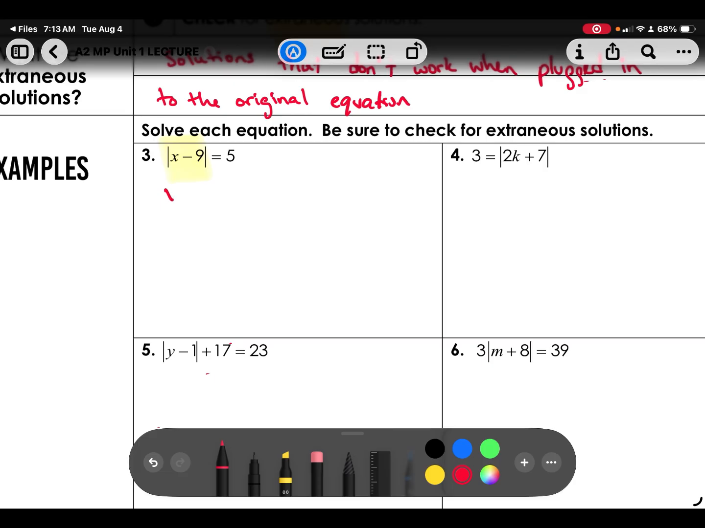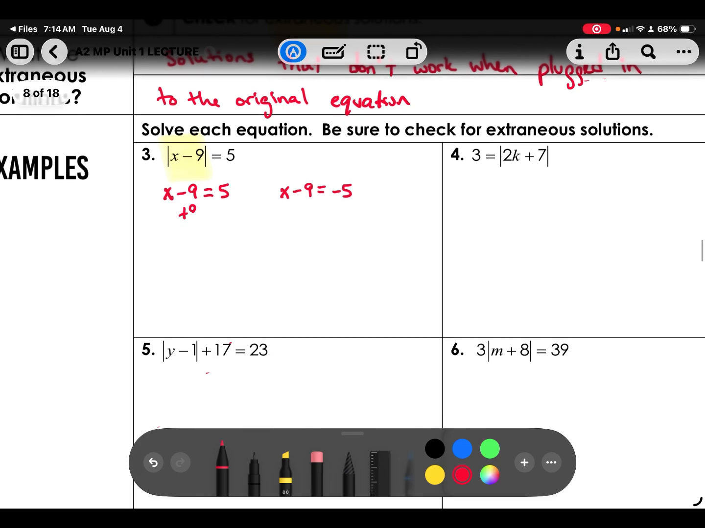We take what's inside that absolute value, and we set it to both the positive of the value, and we also set it to the negative. So I set it equal to 5 because that was the positive, and I also set it equal to -5. And then we just solve. So I'll add 9 to both sides, and I'll get x is 14. And I add 9 to both sides over here, and I'll get x equals 4.